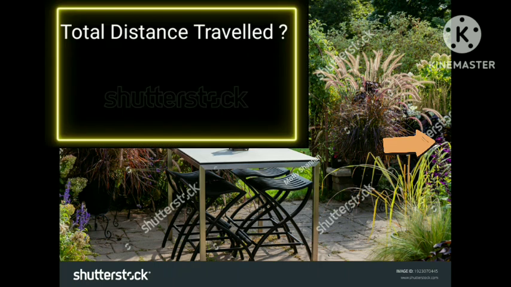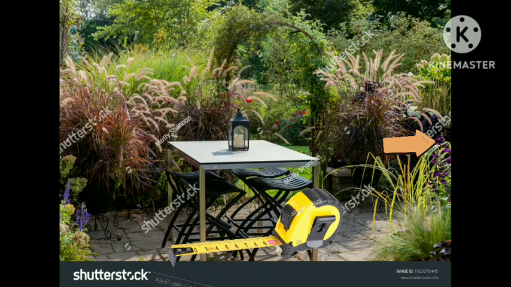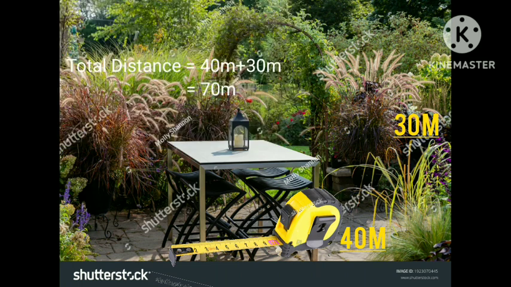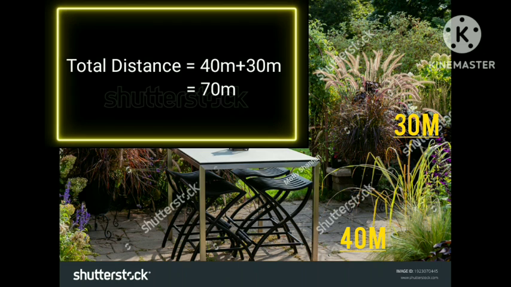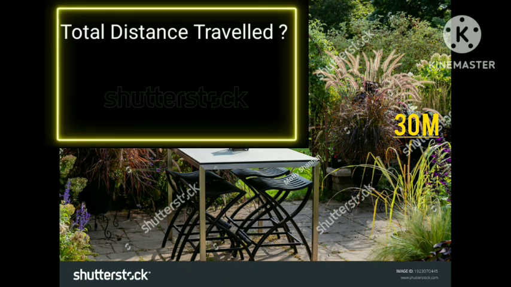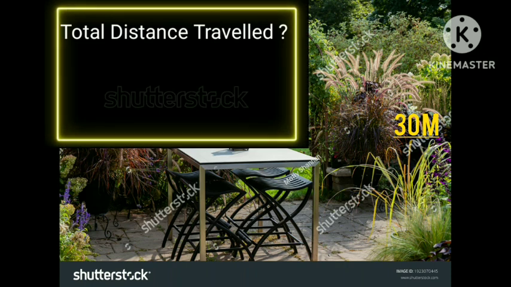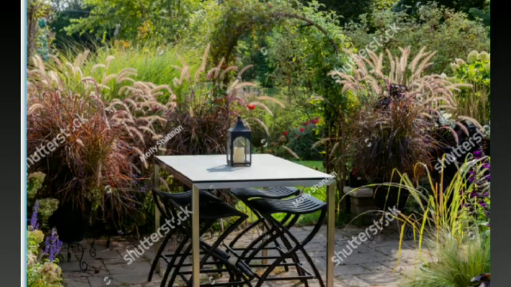Now how will you practically measure it? That is right. You can use a measuring tape like this, but you need a really long one. Now let us say this length is 40 meters and this length is 30 meters. So what is the total distance traveled? It is going to be 70 meters, and distance is defined as the total length of the path traveled.